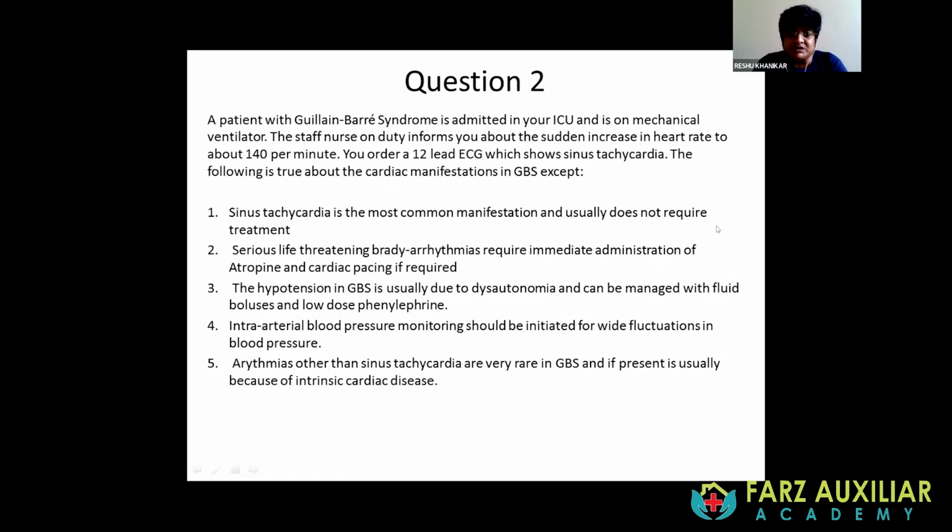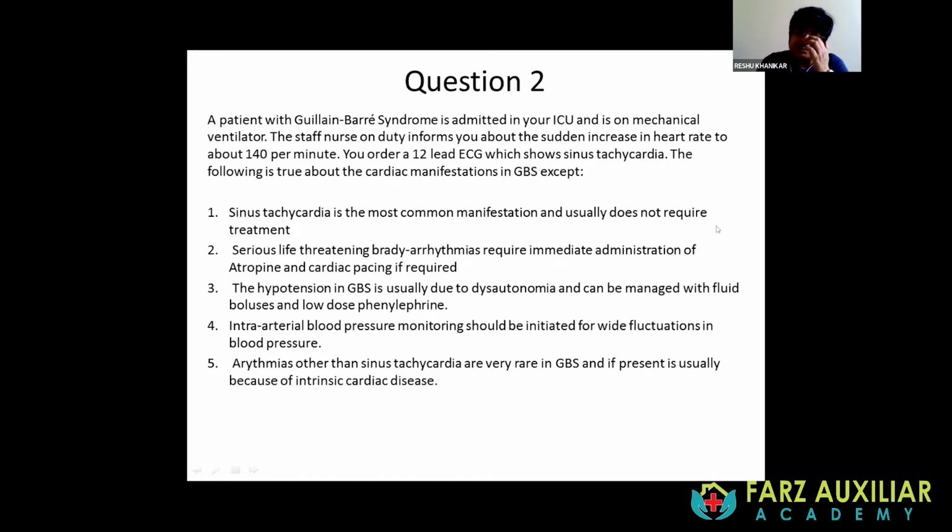Yes, Dr. Morsi, you have texted 5. Everyone else, do you agree to that? Dr. Thakur, you have texted 1: sinus tachycardia is the most common manifestation and usually does not require treatment.